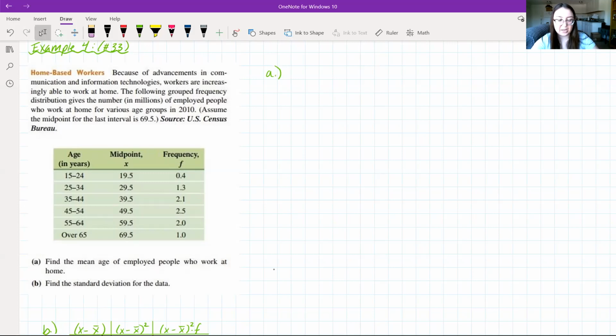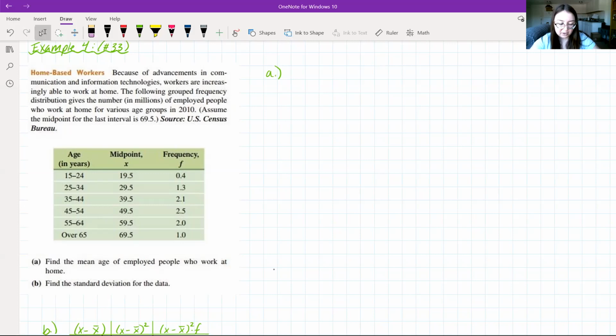So we have here our grouped frequency distribution. Thankfully, this problem already gives us our midpoint, so we don't have to find our midpoint, but we will have to do everything else. So we have our age here. We have 15 to 24, 25 to 34, 35 to 44, 45 to 54, 55 to 64, and then we have anyone over the age of 65.